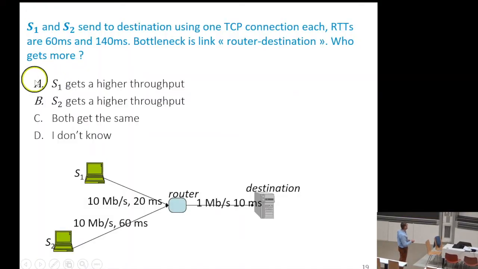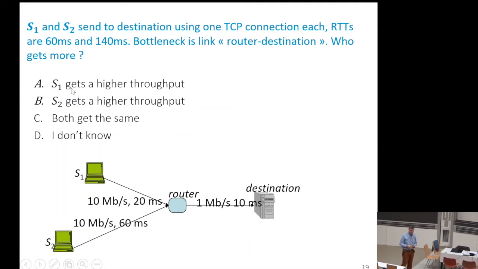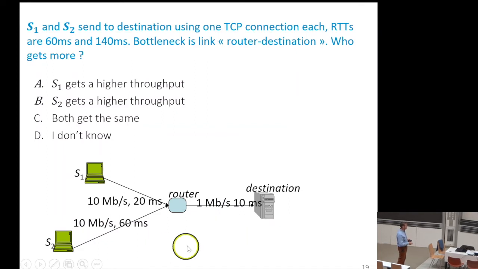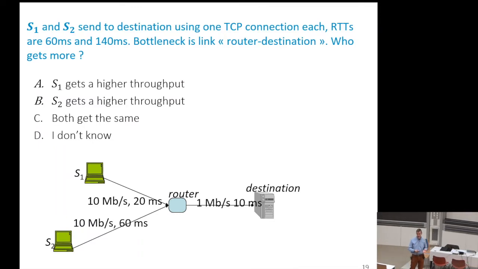And the correct answer is A. A will get the higher throughput, even though both are competing for the same bottleneck. The only resource that is creating a performance issue here is the capacity of the outgoing link of the router to the final destination. So both are competing for the same bottleneck. For all theories of fairness, they should get the same throughput. So ideally, we should have answer C.